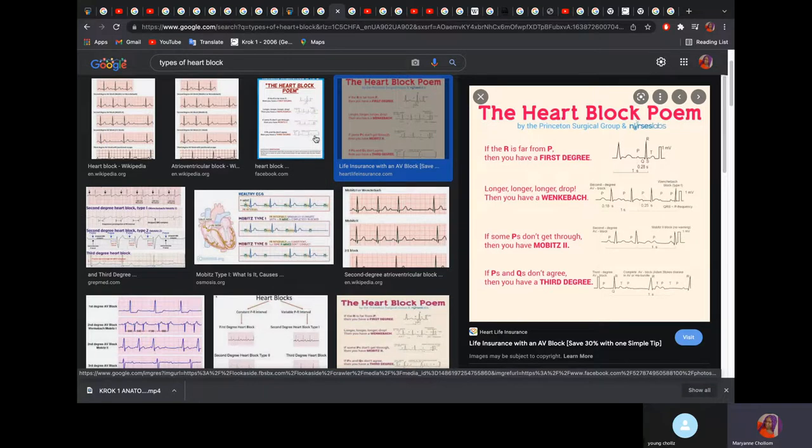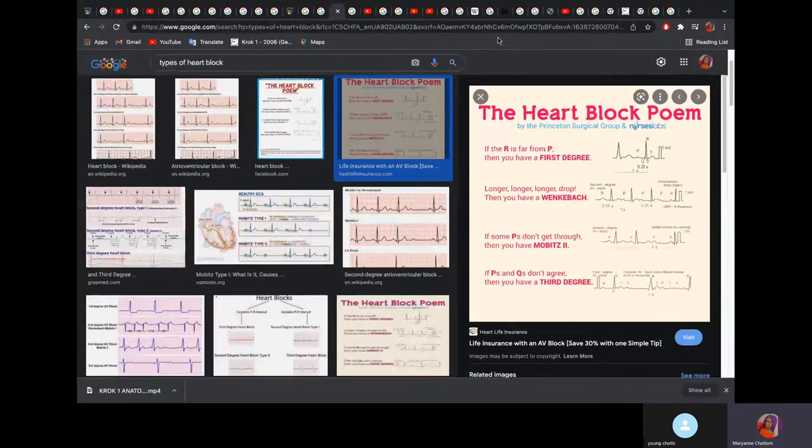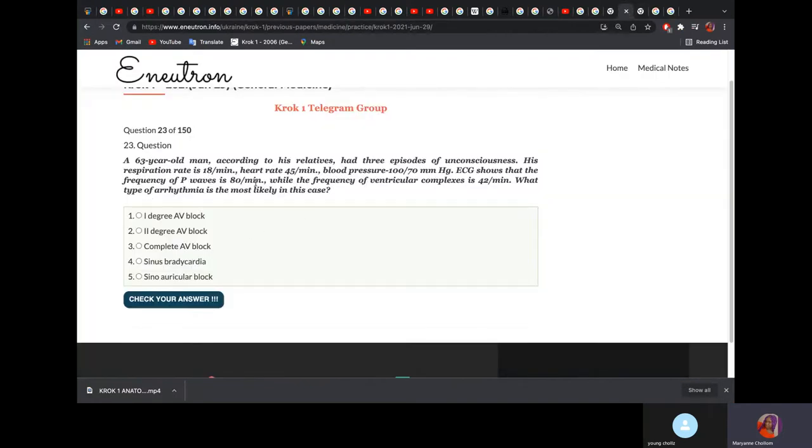We know that the third degree heart block means that your P waves and QRS complexes don't agree. Yes, we explained this heart block very well in the pathophysiology series. As you can see, the P wave is 80 and the ventricular complex is 42, so they are very different. They are beating on their own, when they are meant to beat together. So that's why it's a complete AV block, or third degree AV block.